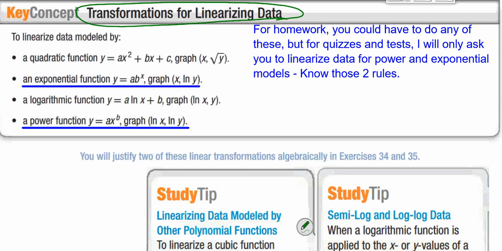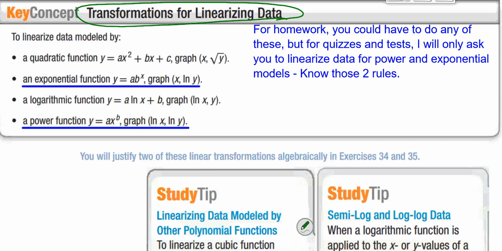So the quadratic function y equals ax squared plus bx plus c. The graph is going to be x comma the square root of y, and I'll explain what that means as we set up our table. The exponential is y equals a times b to the x, and when we graph it, we're going to graph x comma the ln of y. So in both of these, the x column just stays the x column, the y column changes.